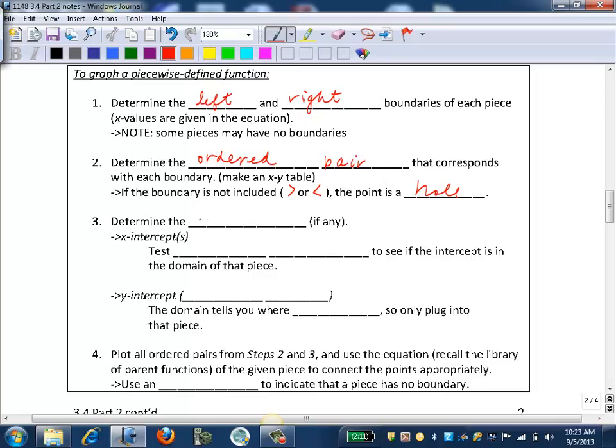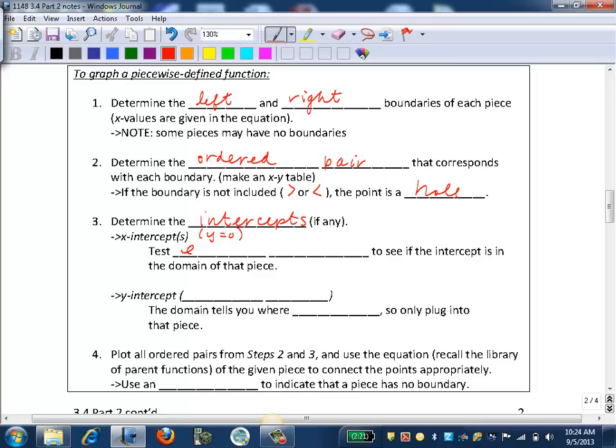Step 3, we want to determine any intercepts. So x and y intercepts. So x-intercepts, we could have multiple x-intercepts. So each piece, no matter how many pieces the function has, each piece could actually have its own x-intercepts. So there could definitely be multiple x-intercepts. We know from our previous algebra courses that to algebraically find x-intercepts from an equation, we're going to plug in a y value of 0 and solve.